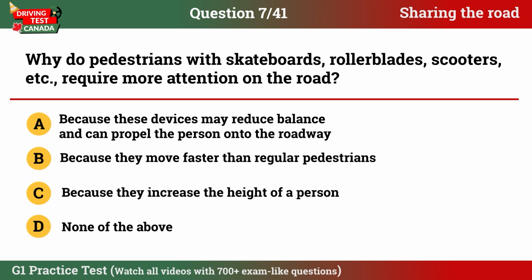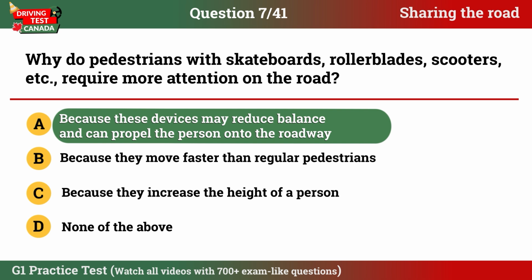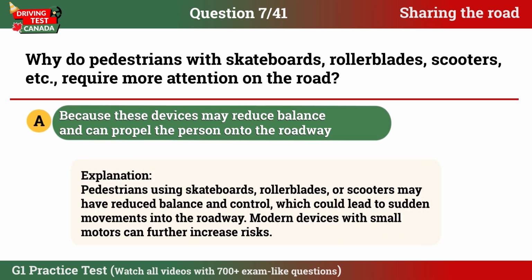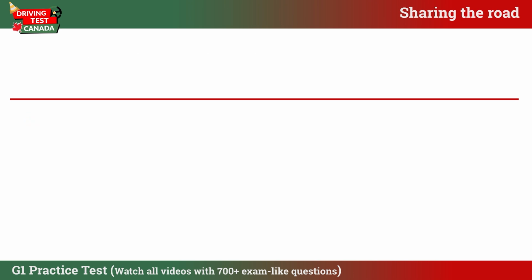The correct answer is A. Because these devices may reduce balance and can propel the person onto the roadway. Explanation. Pedestrians using skateboards, rollerblades, or scooters may have reduced balance and control, which could lead to sudden movements into the roadway. Modern devices with small motors can further increase risks.